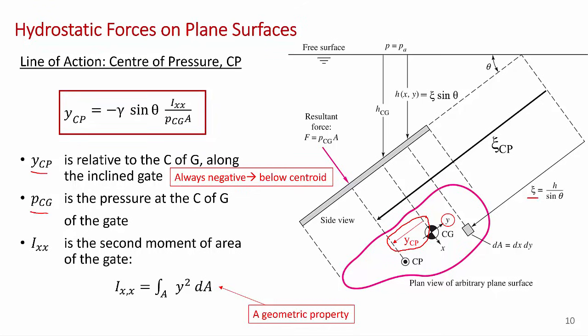PCG is the pressure at the center of gravity, and Ixx is the second moment of area. Some people call it moment of inertia, but it's really the second moment of area about the gate. So about the horizontal axis, Ixx. It's the moment of area around this axis, which is actually a horizontal line. So it's the integral over A of y squared dA, which is just a geometric property.